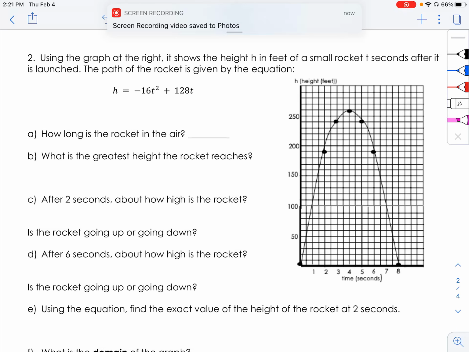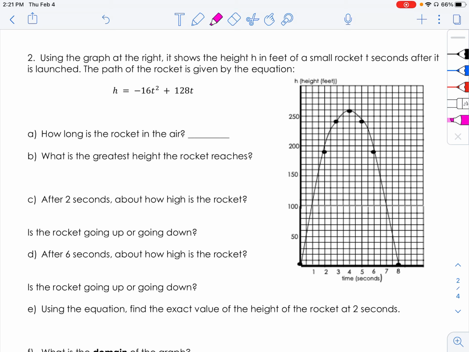Example 2. Using the graph at the right, it shows the height h in feet of a small rocket t seconds after it is launched. The path of the rocket is given by the equation h is equal to negative 16t to the second power plus 128t. So the first question, how long is the rocket in the air?